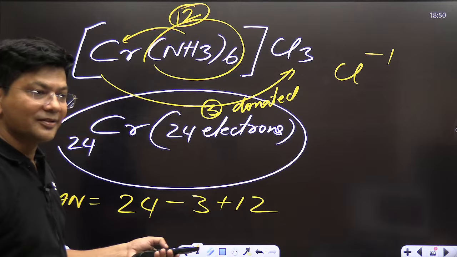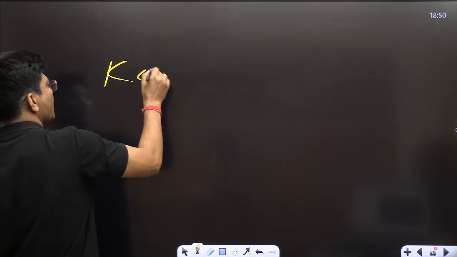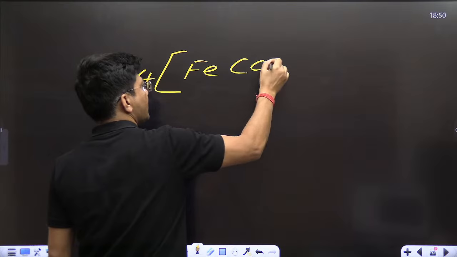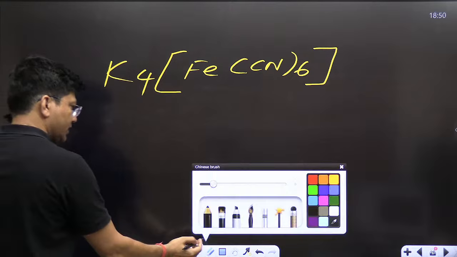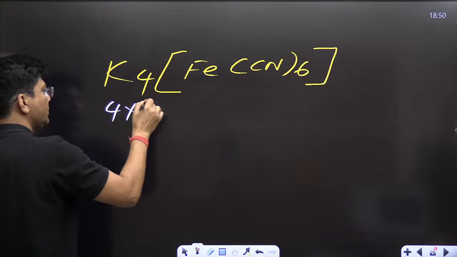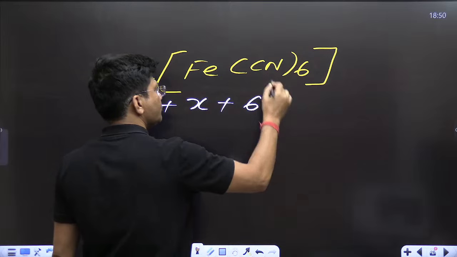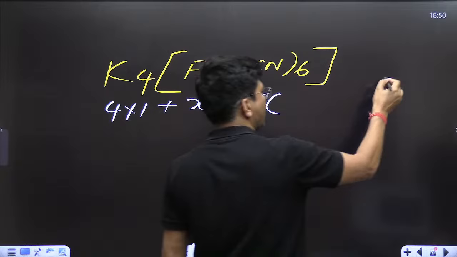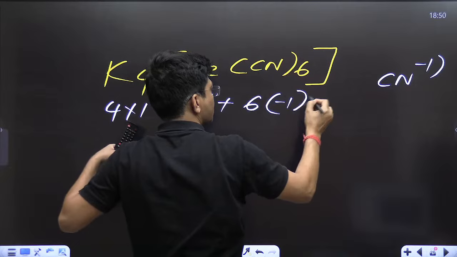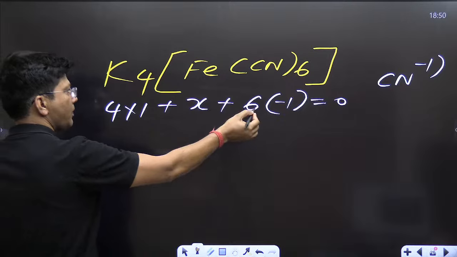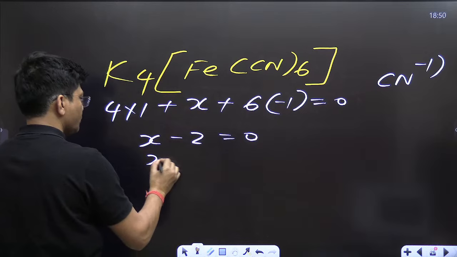Got it, kids? Now, suppose I give you another question like K4[Fe(CN)6], hexacyanoferrate(II). If anyone asks what the effective atomic number should be, now you can calculate it this way. See, the oxidation state: 4 into 1 plus X plus 6 into minus 1. Cyanide has a charge of minus 1, right? So minus 1, and this compound is neutral, so 0. How much will it come out, kids? 4 minus 6 minus 2, X minus 2 is equal to 0. So X is equal to plus 2.